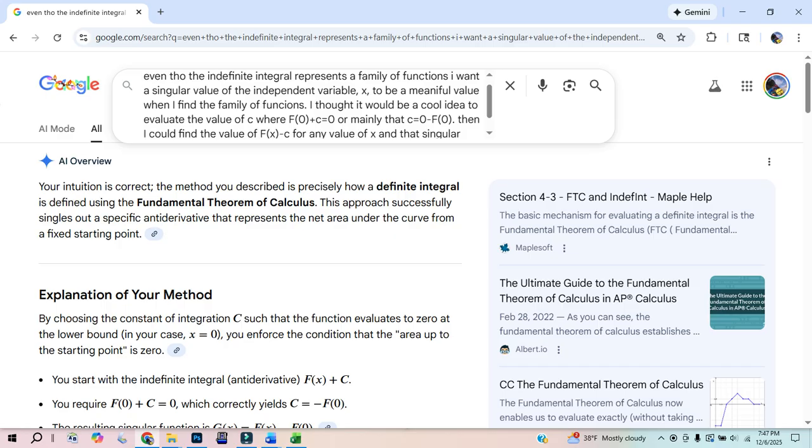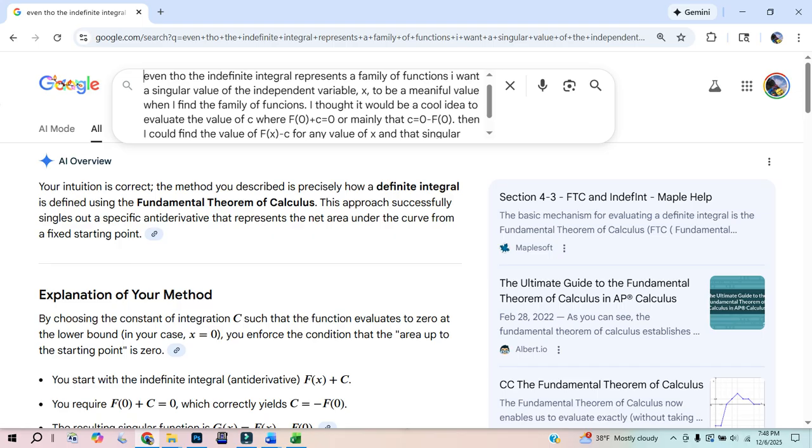Now, a lot of functions like x squared, well, that value of c is going to be 0 anyway. But then there's other functions like cosine of x. Like if your integral is cosine of x, well, that starts at a value of 1. And I'm not going to dive into that, but that'd be the next place to take this, because those always confuse me.